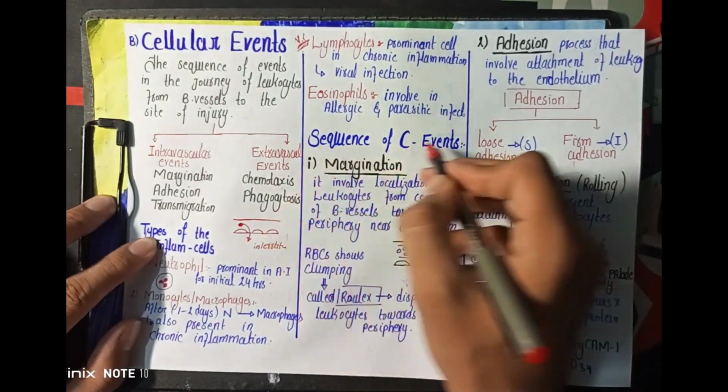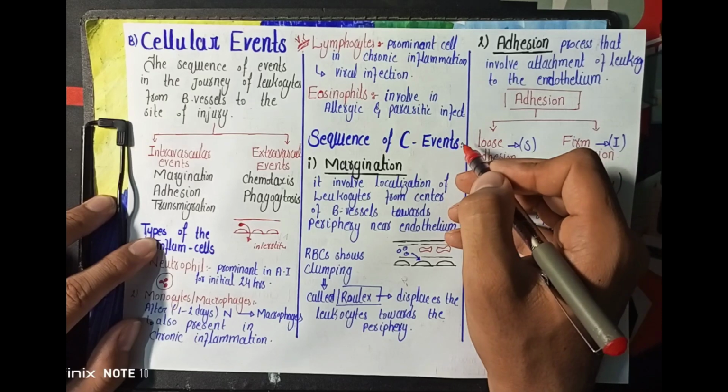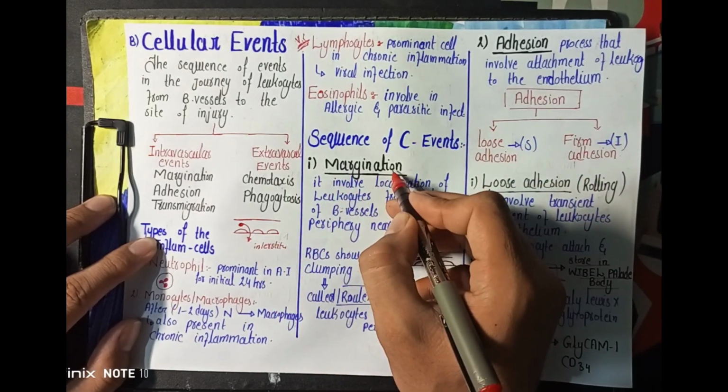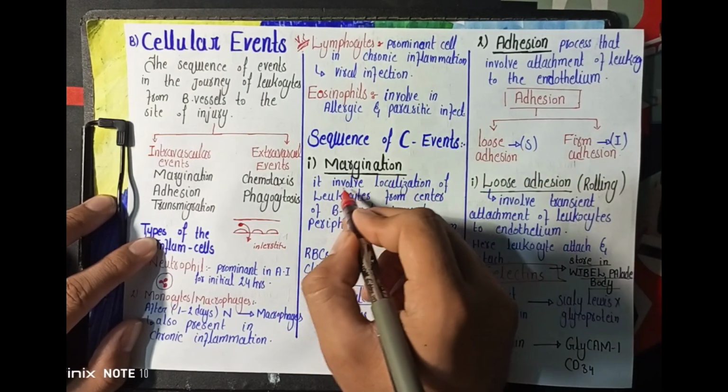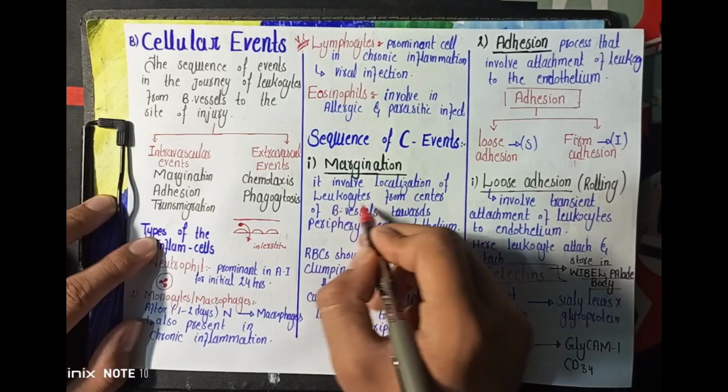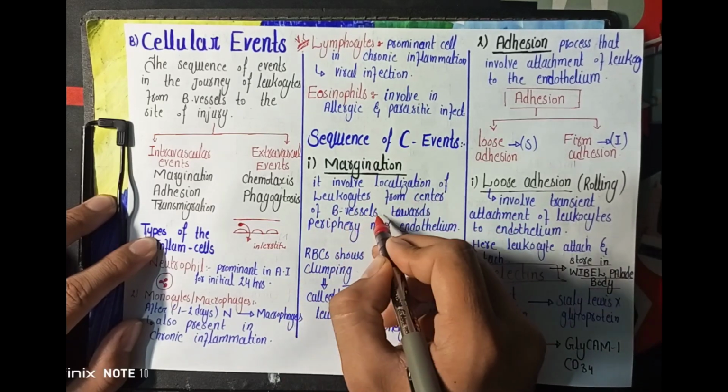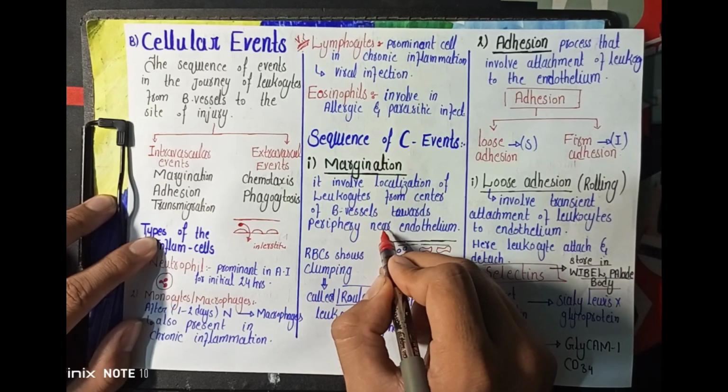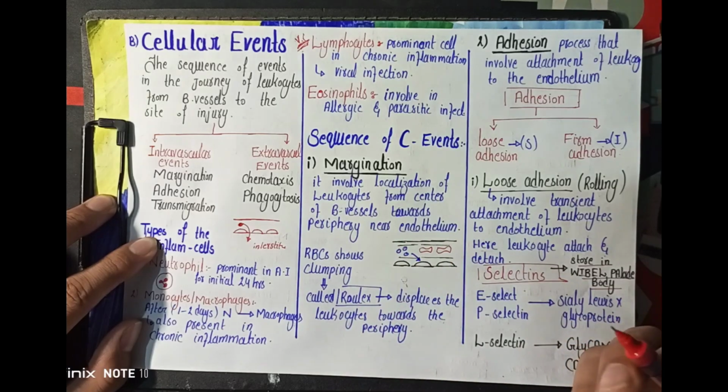अब आ जाते हैं about the sequence of the cellular events. तो उसमें सबसे पहले हमारे साथ है margination. तो margination is the localization of the leukocyte from the center of the blood vessel towards the periphery near the endothelium.